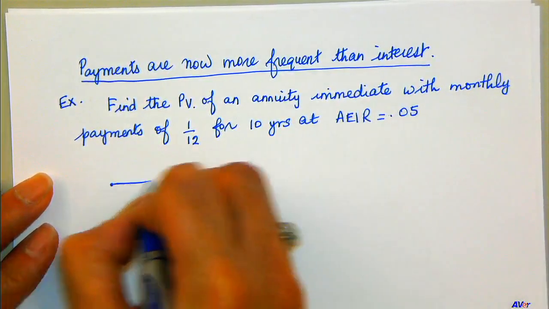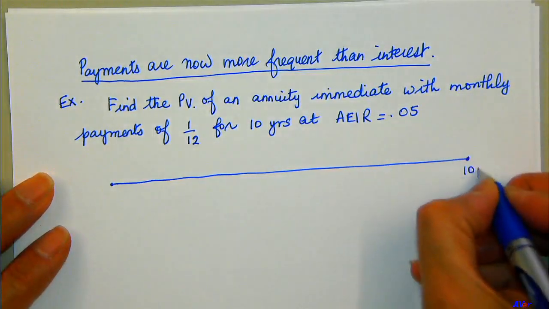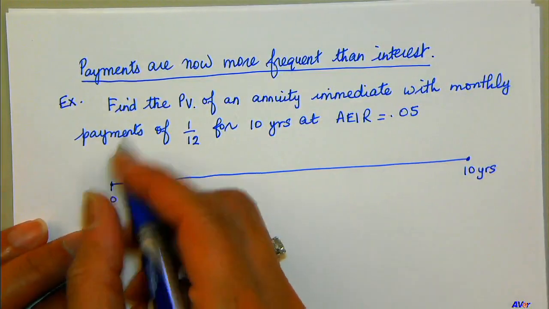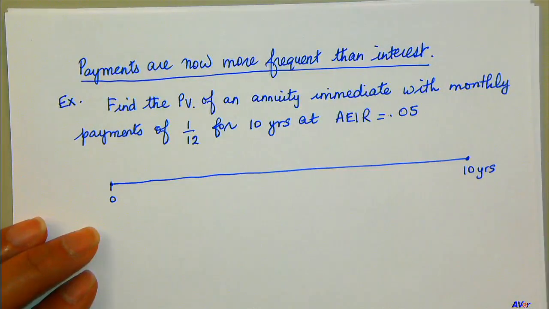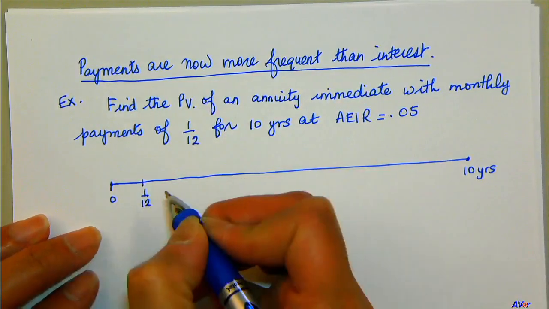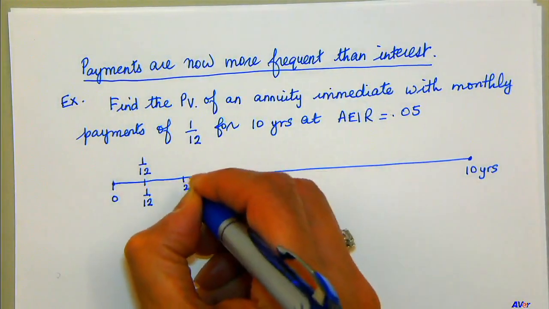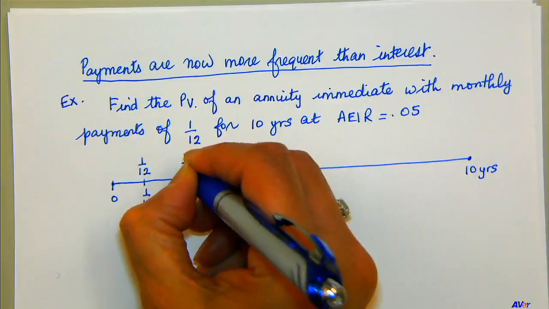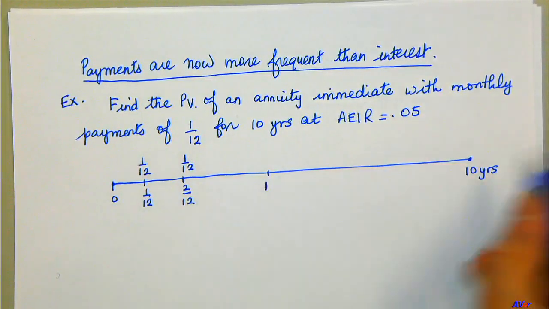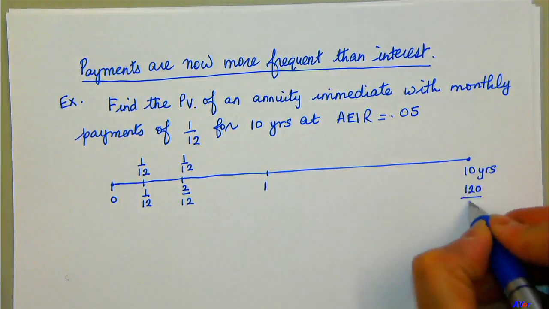So let's look at this timeline. It's happening for 10 years. Monthly payments, it doesn't say when, so you have to assume at the end of the month. So the first one is at time 1/12, you have a payment of 1/12. At time 2/12, you have a payment of 1/12, and so forth. Here's time 1, here's time 10, which is equal to 120 over 12.